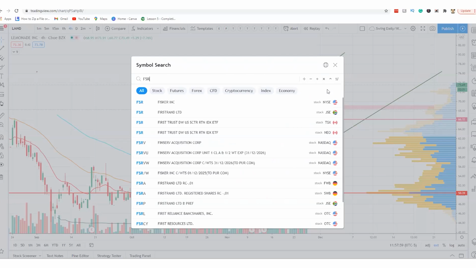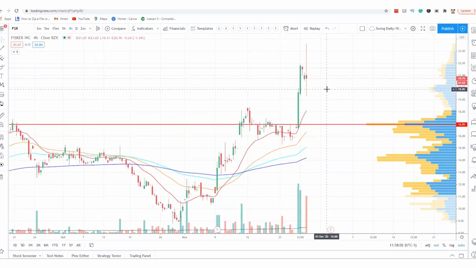Now another one, Fisker, before we wrap this up, I really like this one.